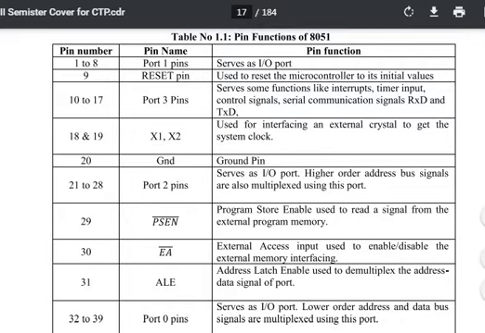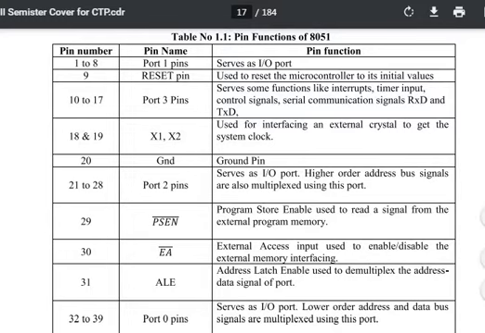000H. Pin number 10 to pin number 17 are the port 3 pins. They have multiple functions used for interrupt, timer input, control signal, and serial communication signals, RXD and TXD. Pin number 18 and 19, X1 and X2, are used for interfacing an external crystal to get the system clock frequency. Pin number 20 is the ground pin, used to provide a ground potential to the 8051 microcontroller.